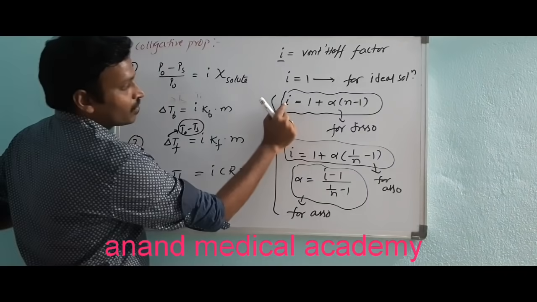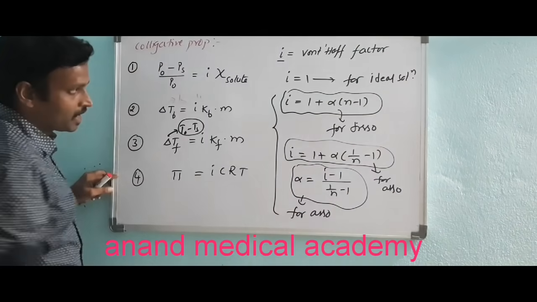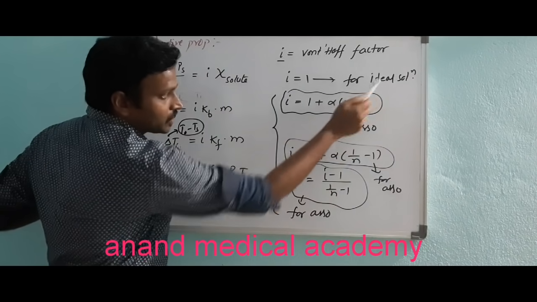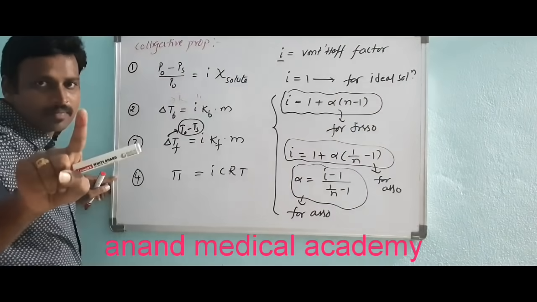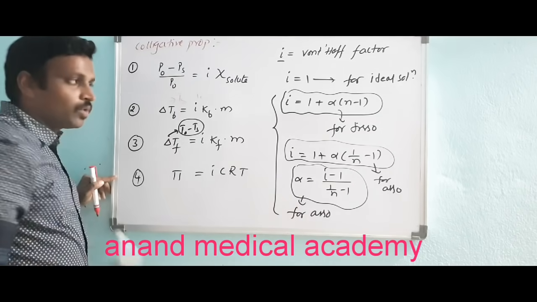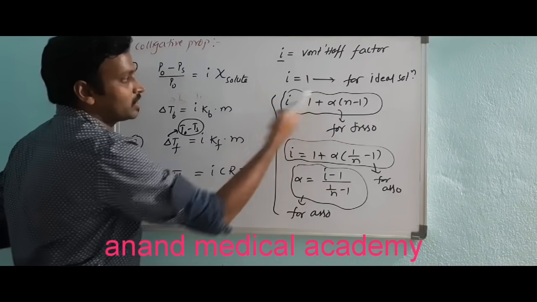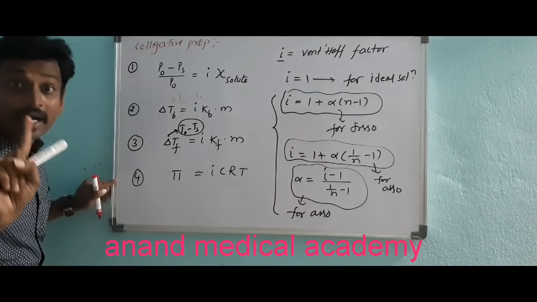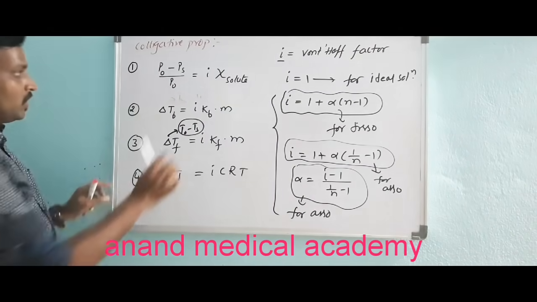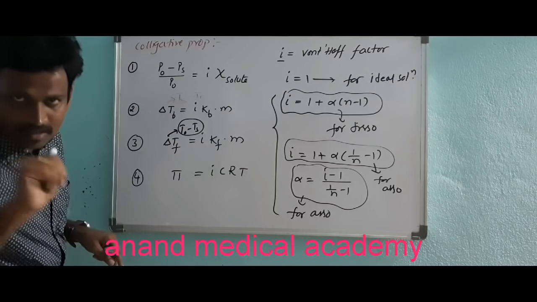Because, see, for dissociation, i equals 1 plus alpha into n minus 1, where alpha is the degree of dissociation. And for an ideal solution, the n value is 1, because there is no association or dissociation. Suppose you consider 1 mole, so only 1 mole will be present. So n equals 1, and 1 minus 1 is 0. So i equals 1 for ideal solutions. Got it? So i will be 1 everywhere here if it is an ideal solution.